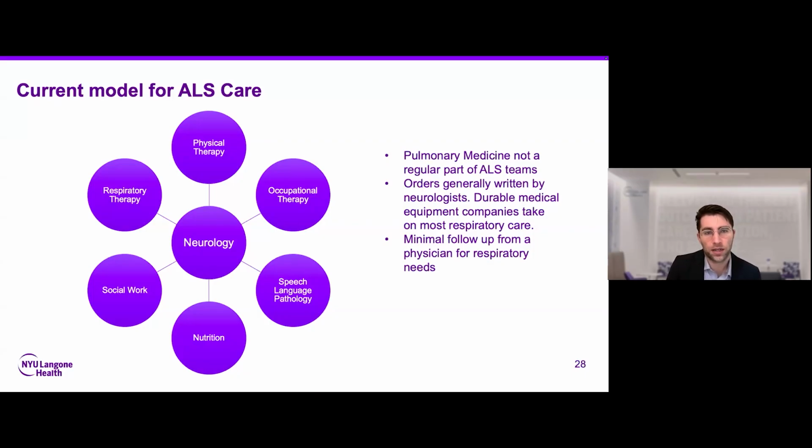Now, what about the role of pulmonary medicine in this multidisciplinary clinic? Traditionally, pulmonary medicine was not considered a regular part of the ALS multidisciplinary care team. The orders and management of the respiratory devices was managed purely by the neurologists. The durable medical equipment companies would then usually take on the respiratory care once those initial orders were written, and there was generally pretty limited follow-up for a lot of those respiratory needs.